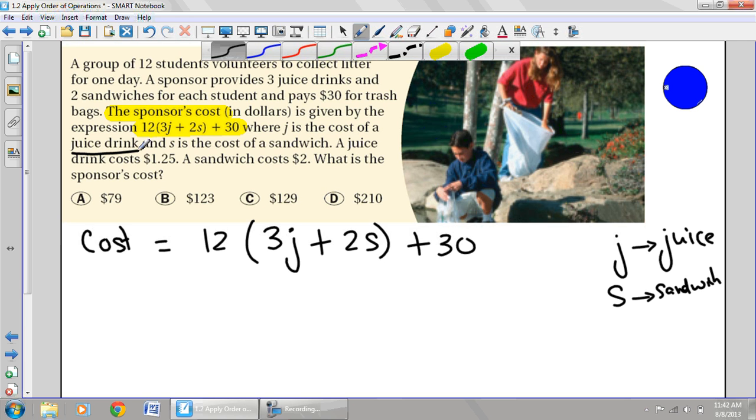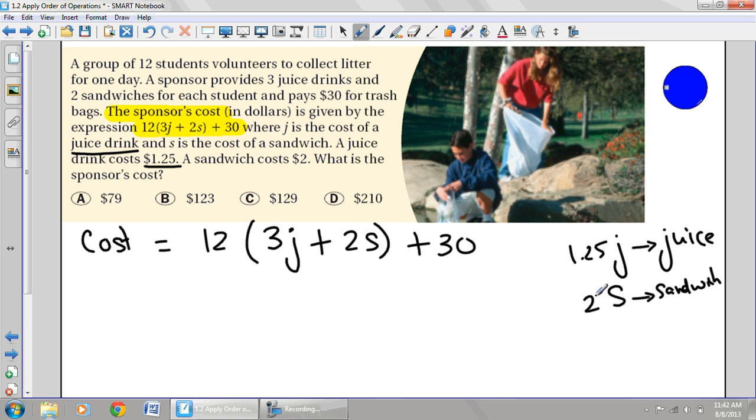Now, the juice drink costs $1.25. So the juice is now $1.25. The sandwich costs $2, so the sandwich is now $2. $2 for the sandwich and $1.25 for the juice. So I'm looking at the question, what is the sponsor's cost? They want you to find the cost. So if I solve this expression, that will give me the answer, which is the cost.